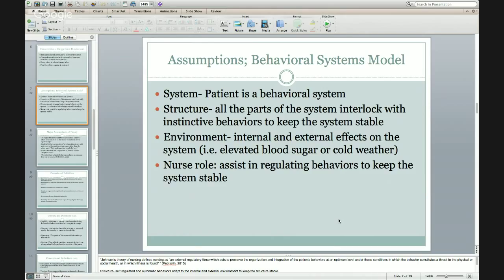So the environment consists of internal and external effects on the system. For example, elevated blood sugar or cold weather. Elevated blood sugar is an internal effect on the environment, and cold weather is external. The nurse's role is to assist in regulating behaviors to keep the system stable.